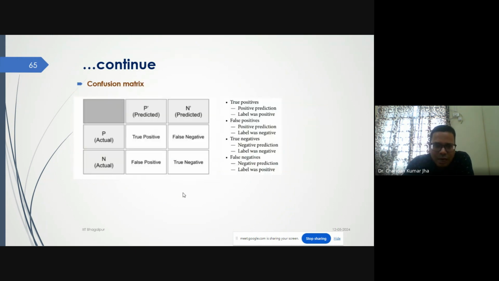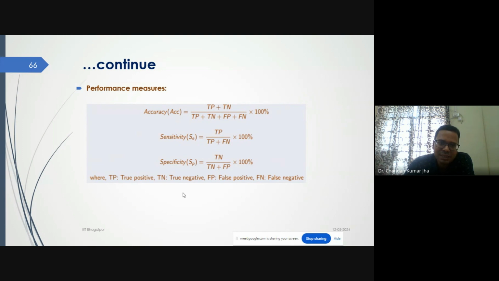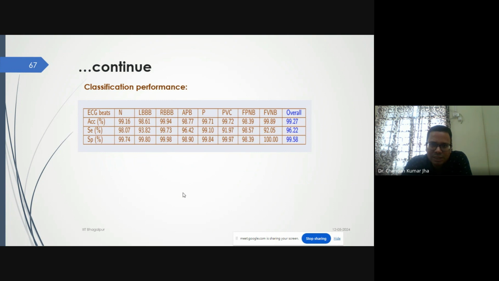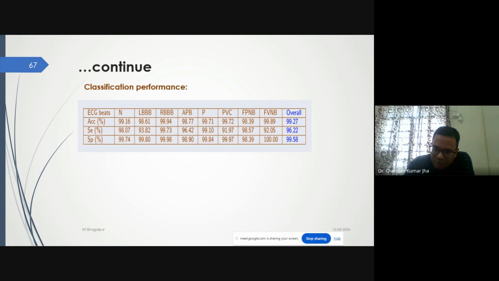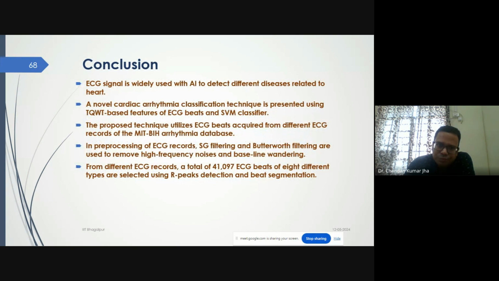Okay, so after the training and testing, the performance is evaluated using the confusion matrix and different performance parameters: accuracy, sensitivity, specificity. In terms of these parameters, the overall accuracy, sensitivity, and specificity obtained in this technique are 99.27, 96.22, and 99.58%. So it is very good in comparison with the others, and this work was published in 2021 in Biomedical Signal Processing Tool.